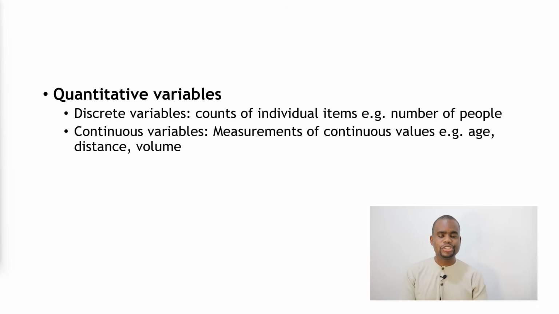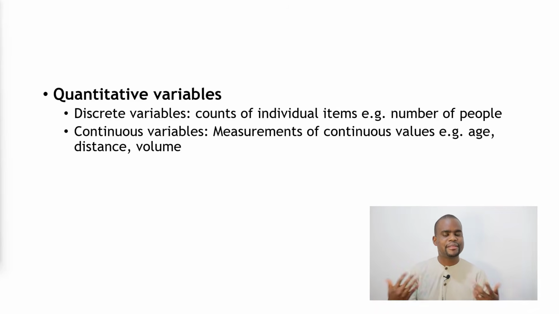On the other hand, we have continuous quantitative variables. So these are measurements of continuous values. So for example, age, or distance or volume. So these are examples of continuous variables. These variables can contain values that are on a continuous scale. So for example, age, you can have someone who is 20.5 years old, or let's say distance, we can actually say 2.5 kilometers. So we are not necessarily going to just count each of the values discretely, but rather you can actually have values in between whole numbers.